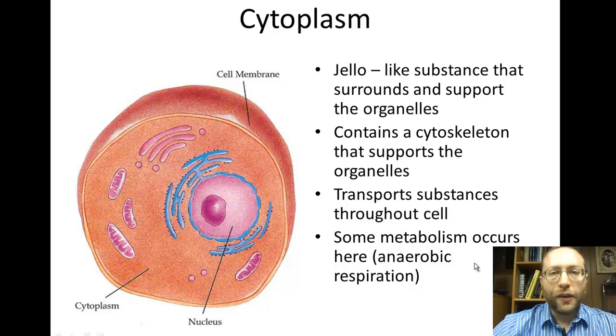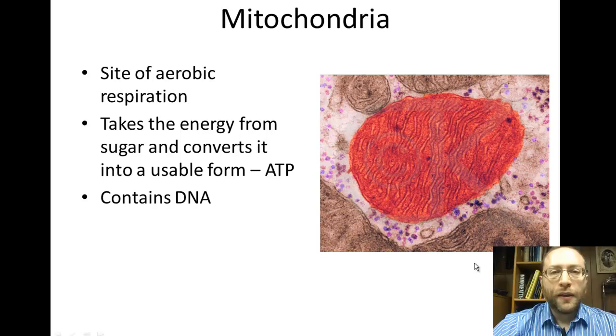In eukaryotes, which is what we are, and you'll see what that is at the end of the podcast, a lot of the metabolism goes on in other organelles, but there's still some metabolism, like anaerobic respiration, or the first step of aerobic respiration, that occurs in the cytoplasm. The next one is mitochondria, and mitochondria also does metabolism in the sense that it does aerobic respiration, and respiration is basically getting energy from nutrients.